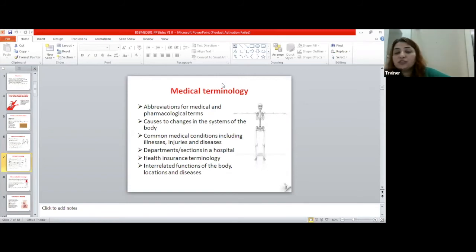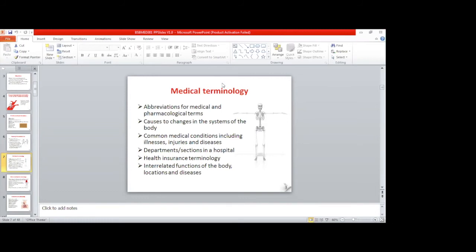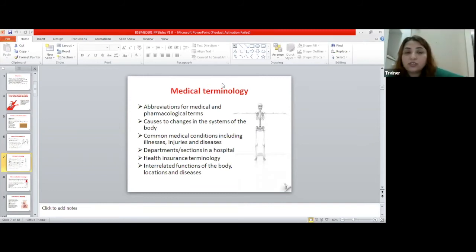Interrelated functions of the body, locations, and disease. All the different functions. That's why we do the unit, healthy body systems, to study the structure and the functions of the healthy body systems. When we talk about body systems, there are two: one is healthy and the other is unhealthy, which is disease conditions. In order to identify what is unhealthy, you need to know what is healthy. That's the whole point of learning that unit, so that you can identify what is abnormal and talk about that to your supervisor.